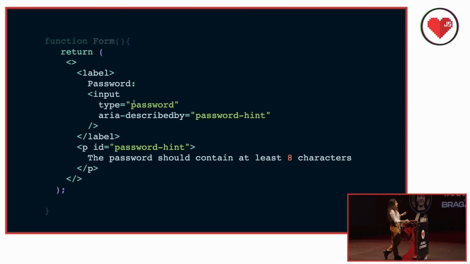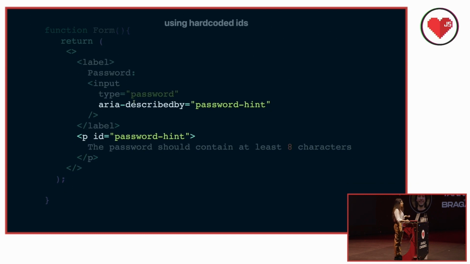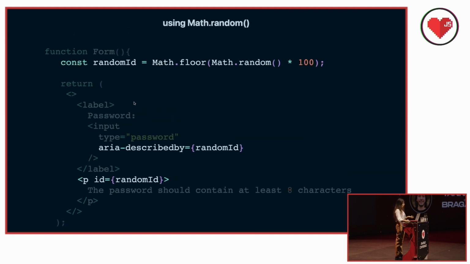Now here, one way is that I use hard-coded IDs, like I'm using here a password hint. But the problem with this is that your component might render multiple times on a page. And in that case, the IDs will no longer be unique. So what's the other way? What we can do is use Math.random to generate a unique ID. And this works well on client. Yeah, we can generate it. But the problem comes with server-side rendering. Because during hydration, Math.random will generate a different random ID. So we'll have an ID mismatch during hydration.